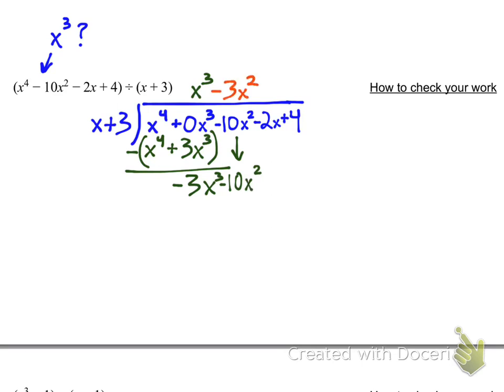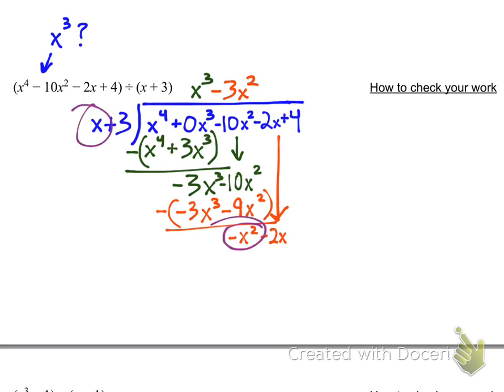It goes negative 3x squared times, because negative 3x squared times x is negative 3x cubed. All right, we multiply those out. Once again, I'm going to subtract. Here again, be very, very careful with your negatives. This is where it trips a lot of people up. Negative 10 minus negative 9, that's like negative 10 plus 9, is negative 1x squared. All right, let's pull down the negative 2x again. And here we're looking, all right, how many times does x go into negative x squared? It goes negative x times.